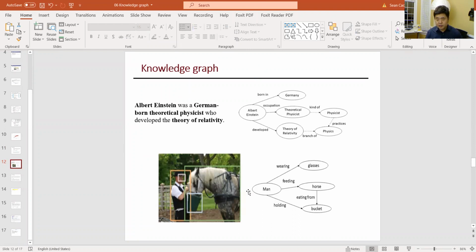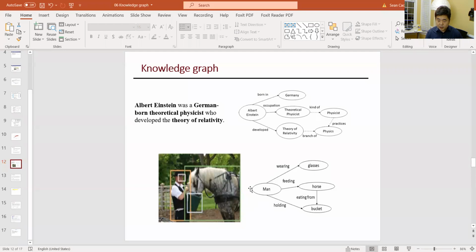So we have a human here. This is a human here. This is a horse, right? And this is a bucket, and this is glasses. These glasses here, these are the human's glasses.